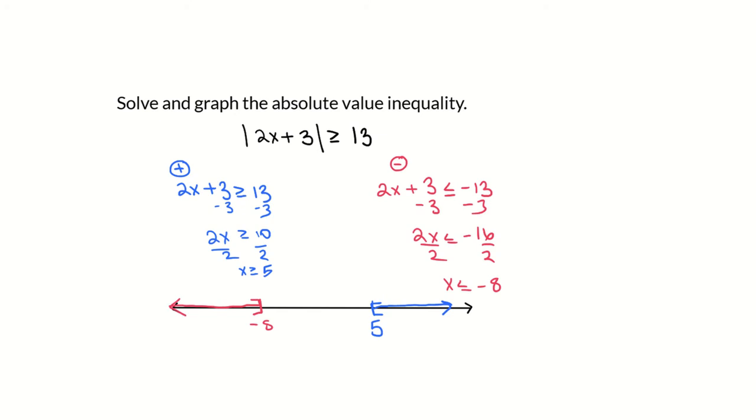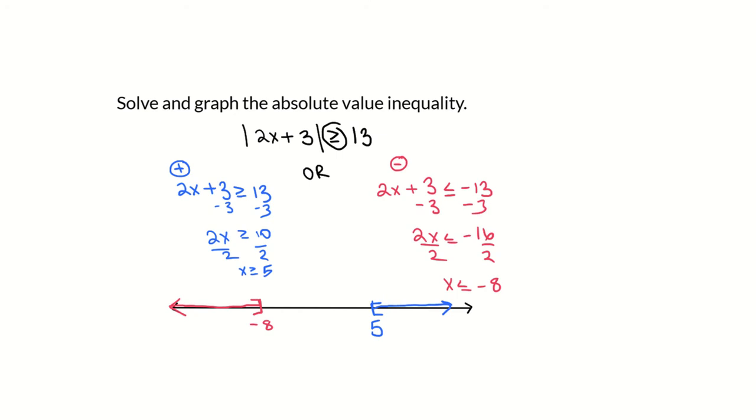See, with this type of inequality, our shaded regions point away from each other. That is because this time we started with a greater than or equal to sign, which means that here we're treating these two inequalities as if it is an OR inequality, so only one of them needs to happen.